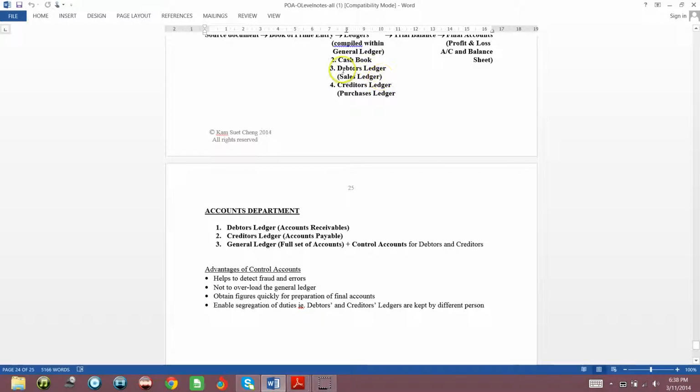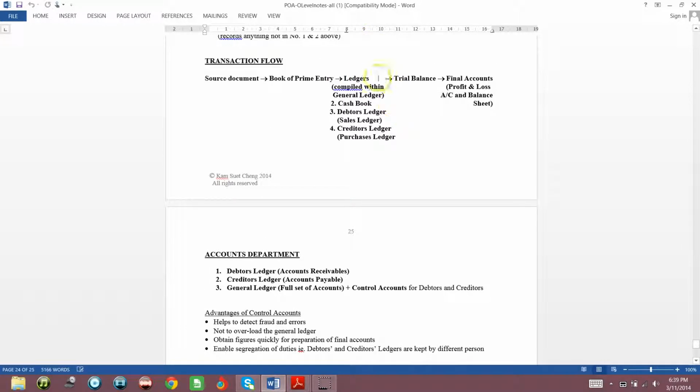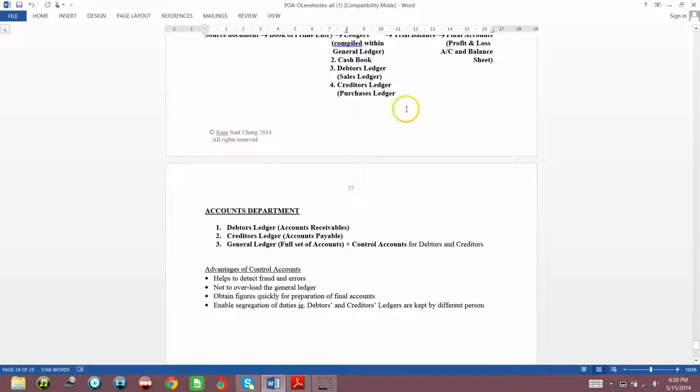If you don't have a debtors ledger and creditors ledger, I mean, a control account in the general ledger, and you put all the individual debtors and creditors inside the general ledger, then the general ledger will be overloaded with all the individual debtors and creditors. So in this way, in the general ledger, we just put a control account, and then we have a separate book for the debtors ledger and creditors ledger, that will not overload the general ledger.